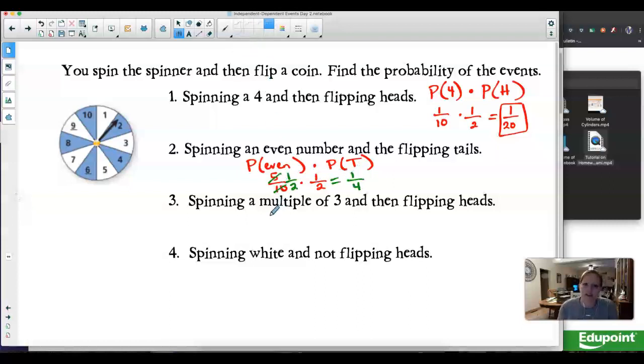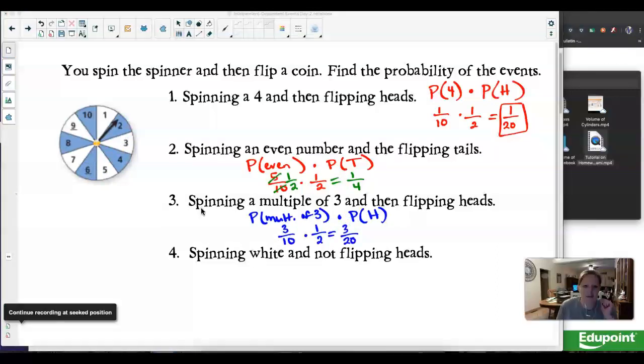Okay. Then spinning a multiple of 3. So the probability of a multiple of 3 times the probability of flipping heads. Now, if we look at this spinner, multiples of 3 are 3, 6, and 9. So the probability of spinning a multiple of 3 is 3 out of 10 times the probability of getting heads is 1/2. And then we multiply, this is 3 out of 20.